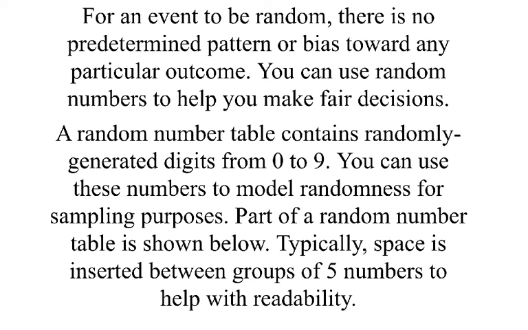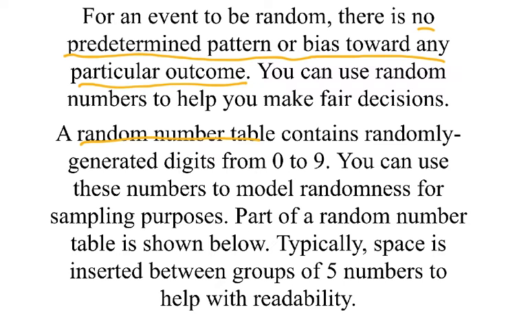So, for an event to be random, there has to be no predetermined pattern or bias towards any particular outcome. So it's very hard to get fair decisions. Okay. One way to help us make fair decisions is to use numbers. So one way we can use numbers is using what we call a random number table.